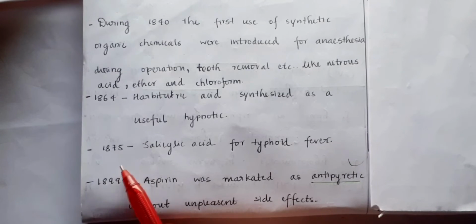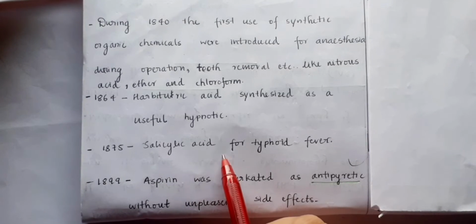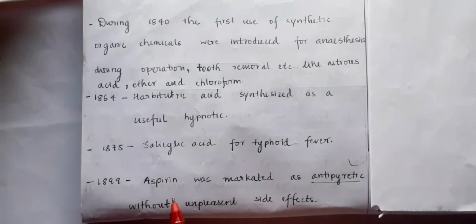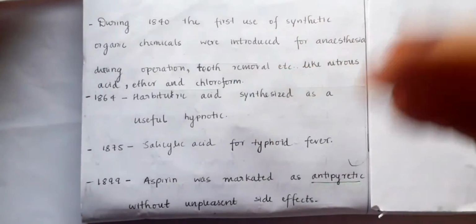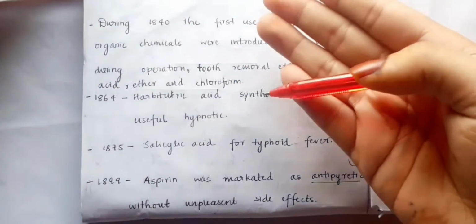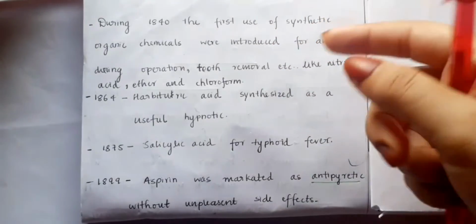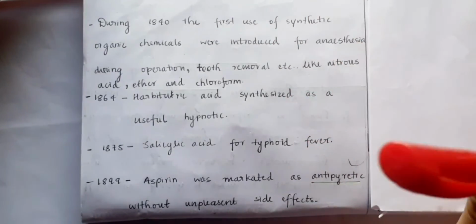In 1875, salicylic acid was used for the treatment of typhoid fever. In 1899, aspirin was marketed as an antipyretic without unpleasant side effects. Antipyretics are drugs used to reduce body temperature during fever. Aspirin, naproxen, etc. are types of antipyretic drugs.